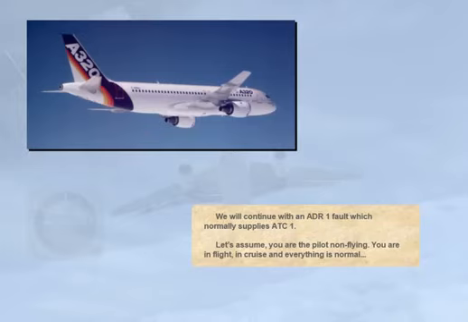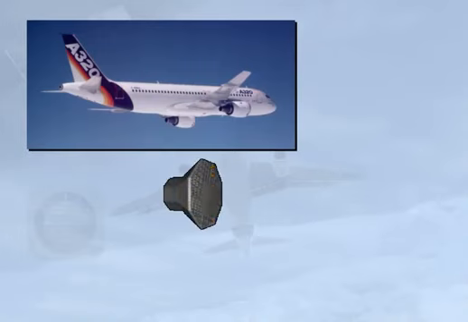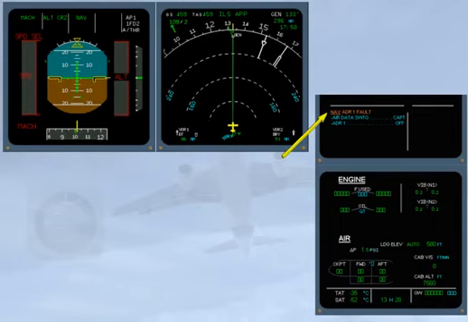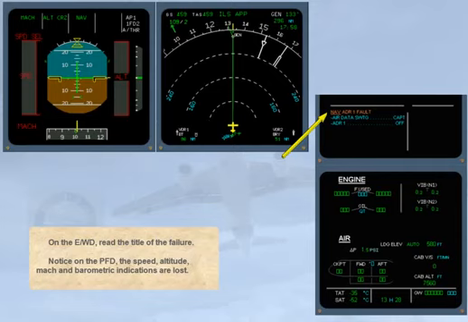We will continue with an ADR1 fault, which normally supplies ATC1. Let's assume you are the pilot non-flying. You are in flight, in cruise, and everything is normal. On the engine warning display, read the title of the failure. Notice on the PFD, the speed, altitude, Mach, and barometric indications are lost.